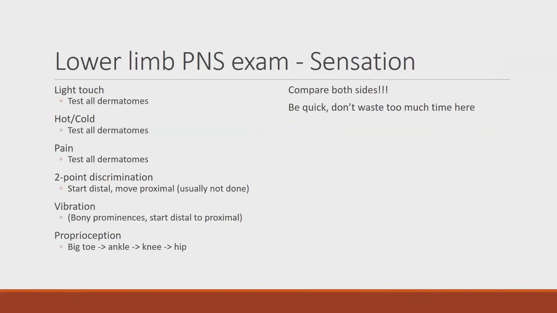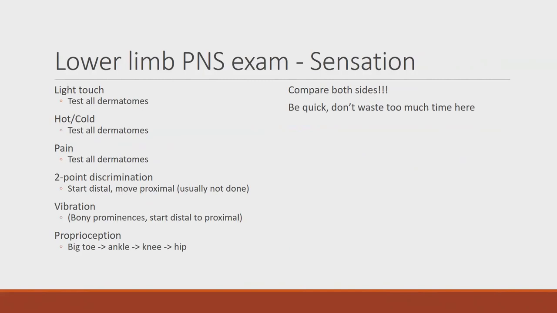And then proprioception, again, you want to start at the big toe. Hold it by the sides, not from top and bottom, because they can feel the pressure. And then either up and down. If that doesn't work, go to the ankle, knee, hip. And then compare both sides. Don't waste a lot of time doing this. Do it really quickly. Don't be like, oh yeah, can you feel this? Can you feel this? Can you feel this? Go through it really quickly because this takes up a lot of time if you spend a lot of time on it, but you can do it really quickly.